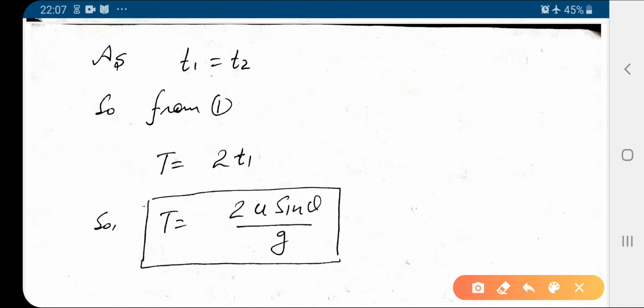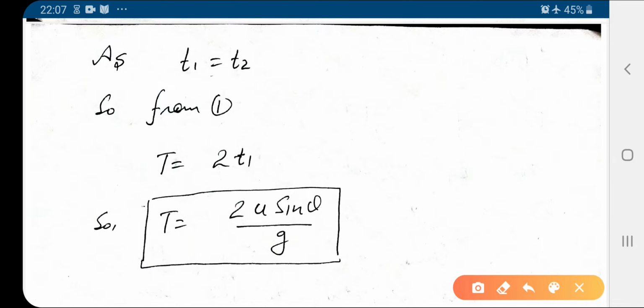Now we will find the maximum height, the vertical maximum height up to which the body reaches. This is the maximum height h. So now we find this.